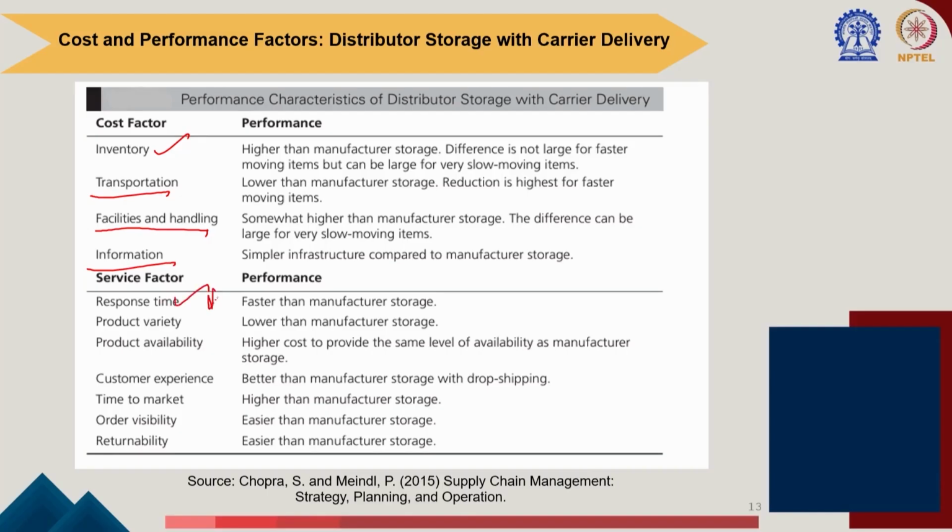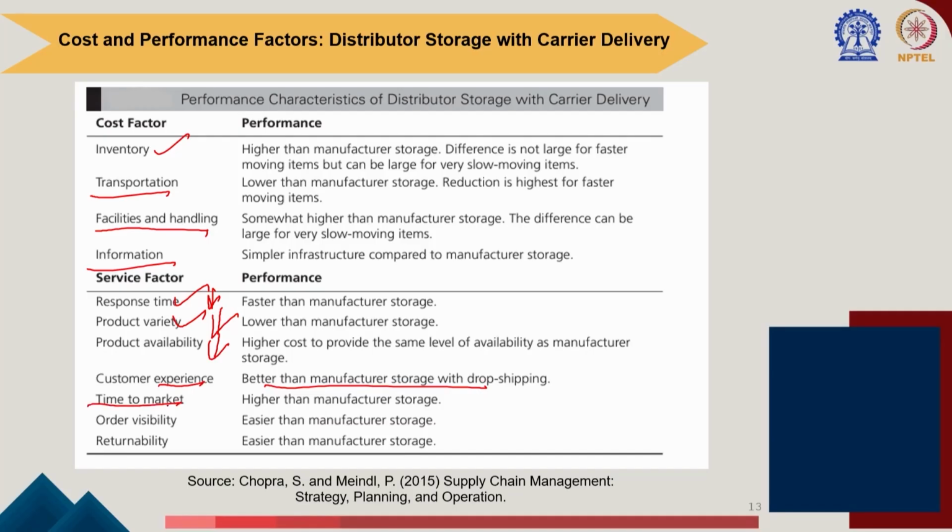Response time will be less, faster delivery will be there. Product variety and availability will be reduced, because now you are not maintaining the variety at the manufacturer location, you are maintaining variety at the distributor location, and sometimes you are getting all the models, sometimes you are not getting all the models. So that availability is a question. Customer experience is better than the first two, because if you want you can go to the distributor location and can feel the product, can touch the product, right.